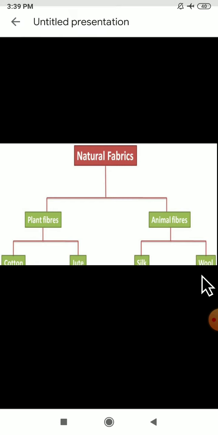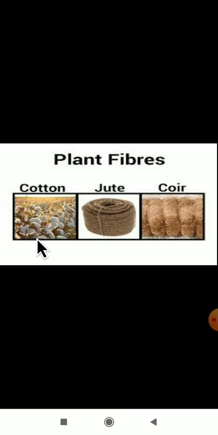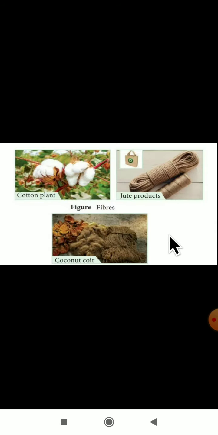Dear students, can you tell me what plant fibers are? The fibers obtained from plants are known as plant fibers. Remember the examples: cotton is obtained from a cotton plant, and jute is also obtained from a jute plant. Cotton, jute and coir are the main fibers obtained from plants. Can you see? This is cotton, this is jute and this is coir. Today we will study in detail about cotton.